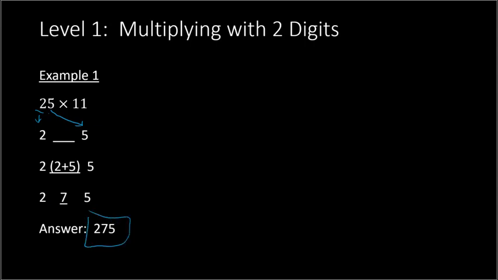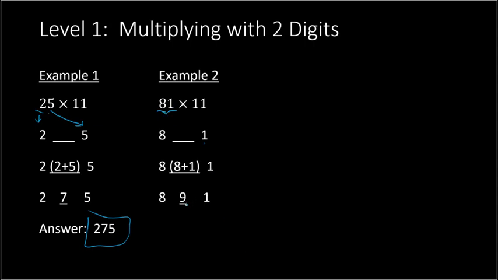I'm going to walk you through 3 more examples and see if you can do any of these on your own. Example 2, we have 81 times 11. Again, the first digit will be our first digit in the answer. So the 8 is the first digit, and the 1 will be the last digit. Now the middle digit we can find by adding the 8 plus 1. 8 plus 1 is 9, so the middle digit is 9, and the answer is 891.